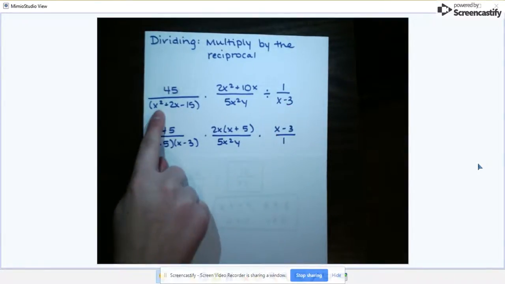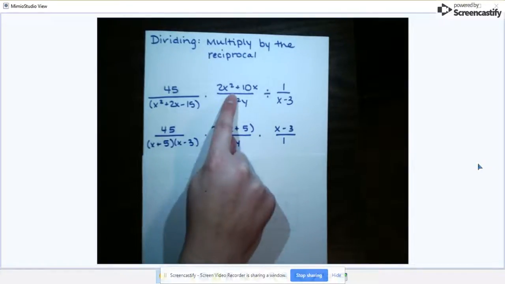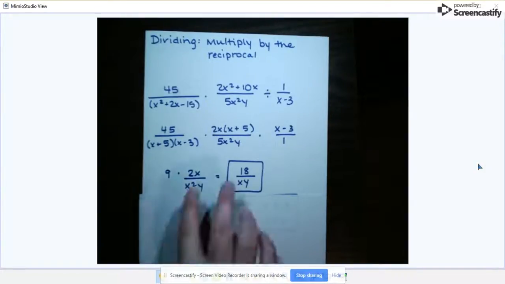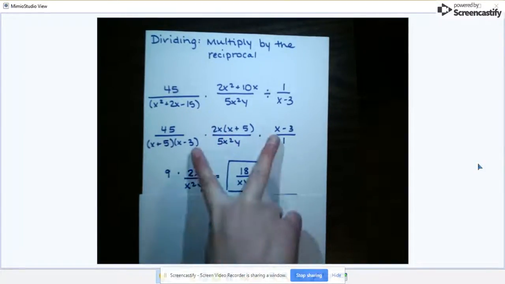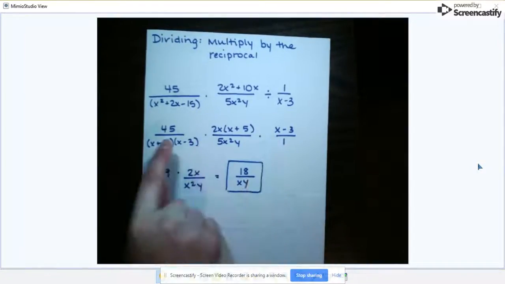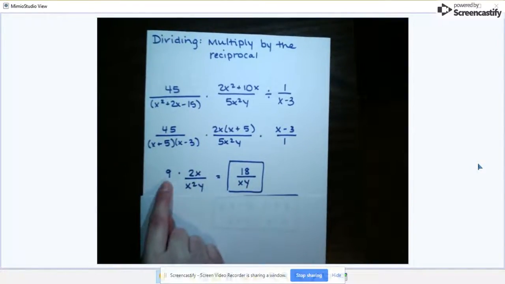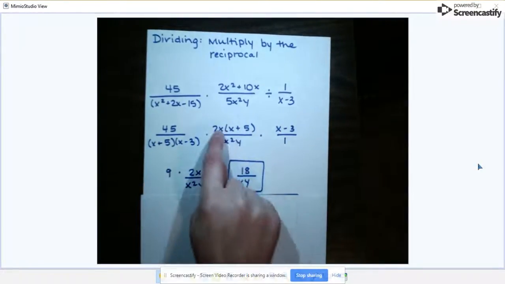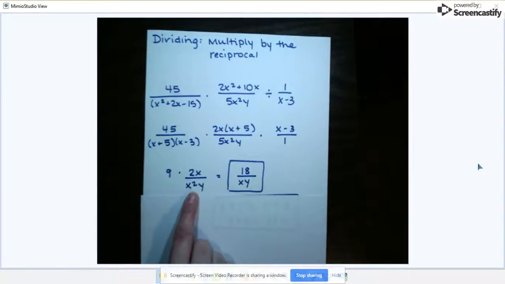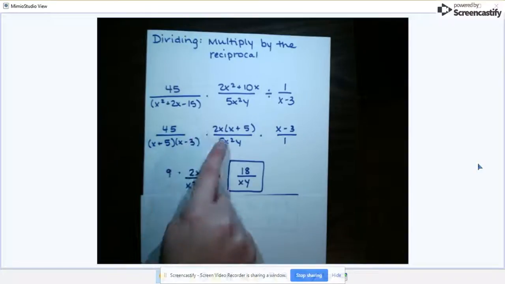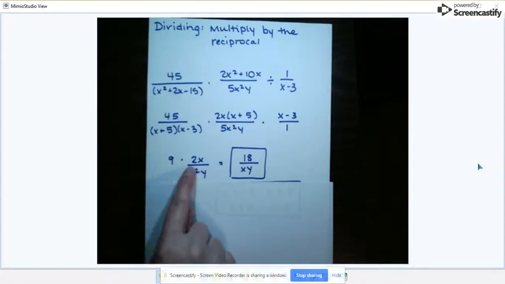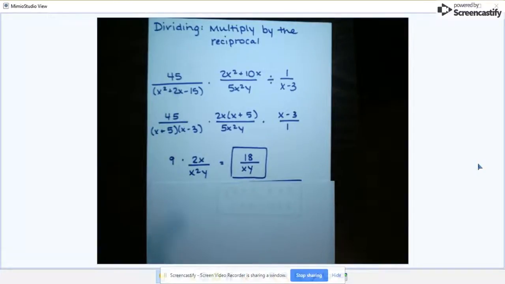Okay, so I factored the denominator here, took out a 2x from this term. Then I canceled my x plus 5s and my x minus 3s. And then I also did 45 divided by 5, which is where I got this 9. So the x plus 5 and the x minus 3s are gone. That leaves me with a 2x and then an x squared y on the denominator. And now I just simplify from here. 9 times 2 gives me 18. These x's will cancel. I'll have an x on the bottom, and that y stays on the bottom.